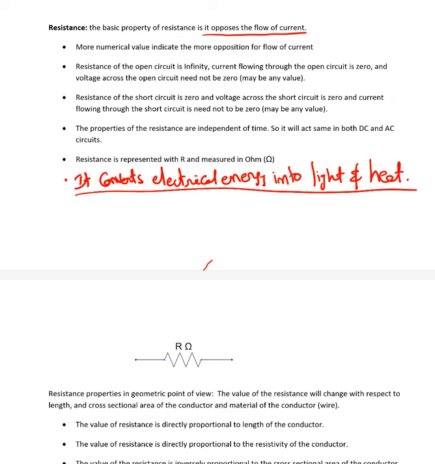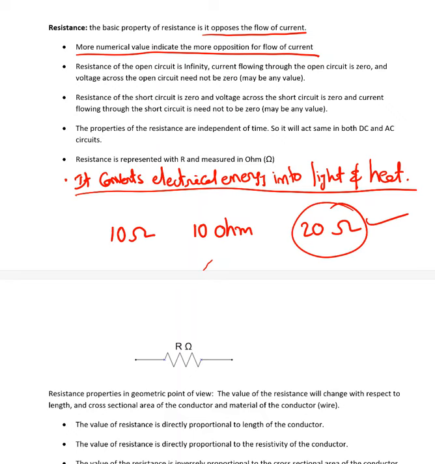Now, there are a few other important points we need to know about resistance. A higher numerical value indicates more opposition to the flow of current. So if you have a 10 ohm resistor, by the way, ohm is the unit for resistance. You can use the omega symbol or write it down as ohm. So if there is a 10 ohm resistor and a 20 ohm resistor, the 20 ohm resistor is bigger. It opposes the flow of current more than the 10 ohm resistor.